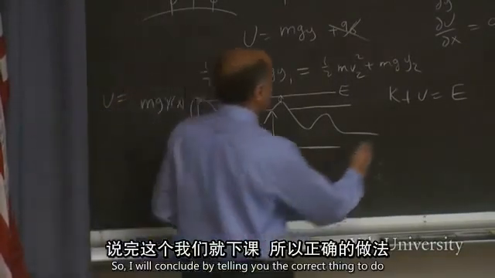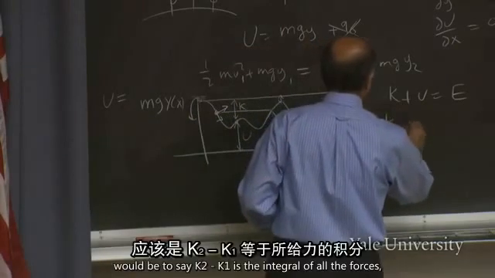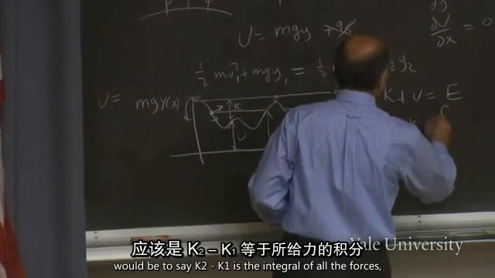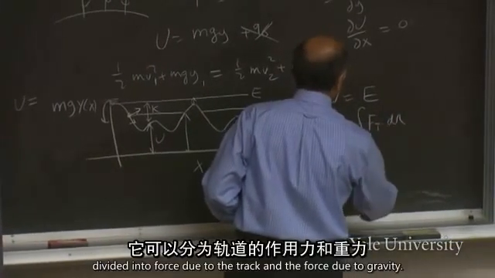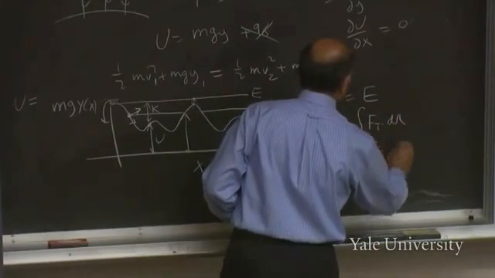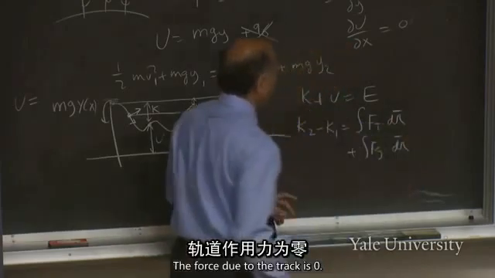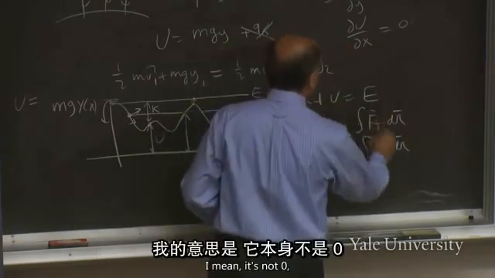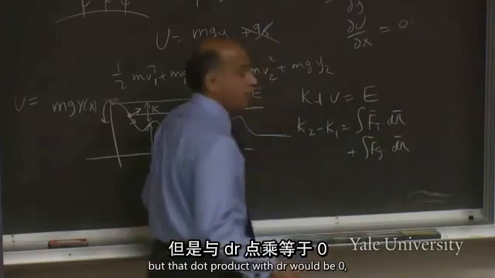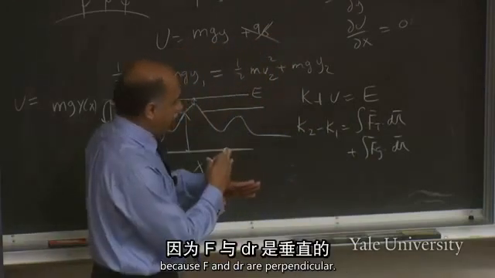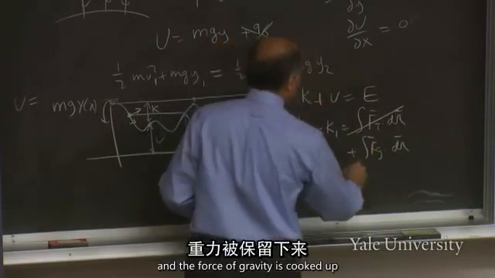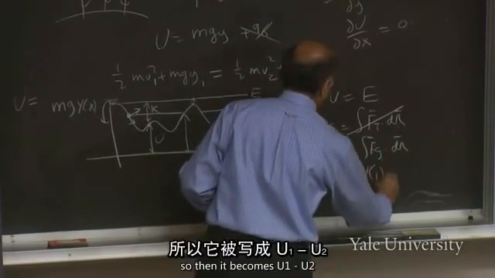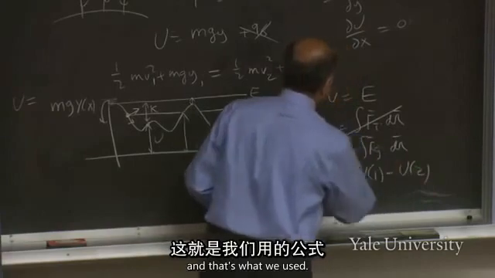So I will conclude by telling you the correct thing to do would be to say K2 minus K1 is the integral of all the forces, divided into force due to the track and the force due to gravity. Force due to the track is 0. I mean, it's not 0, but that with the dot product with dr is 0, because F and dr are perpendicular. For that reason, you drop that. And the force of gravity is cooked up so that it becomes U1 minus U2, and that's what we used.